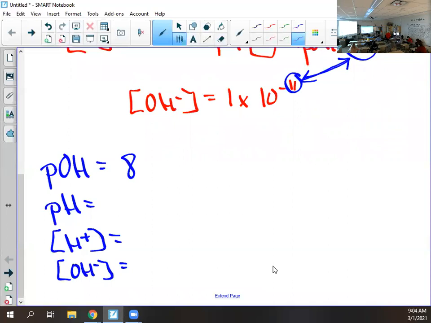Okay, how are we doing? We got them all? All right, so nice and loud and proud. If this is an 8, what's our pH? That's right, it's a 6. But the emotion there was a little lacking. That would mean the H plus is equal to 1 times 10 to the negative 6.